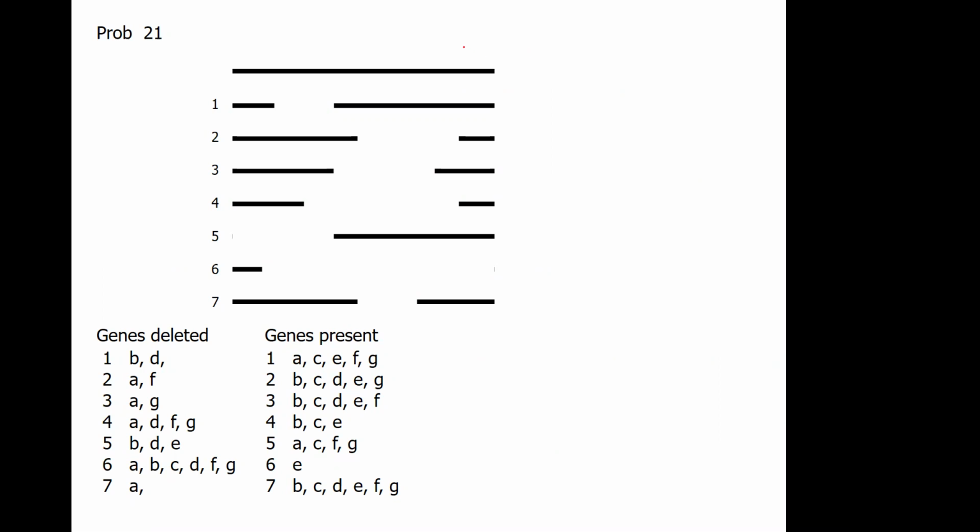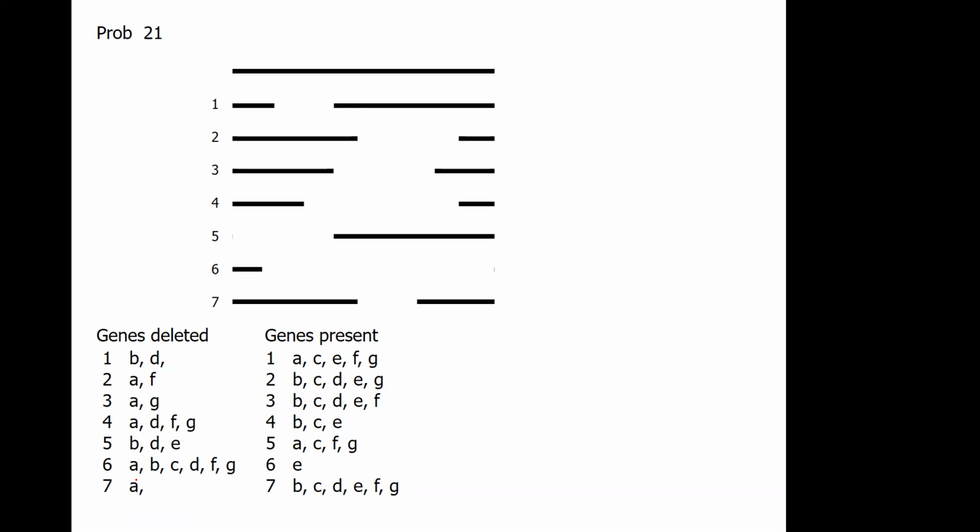So you have a list, they gave you a picture of deleted chromosomes. So the white space is missing, the black lines are actual chromosome, and up top is an unmodified chromosome. So the thing to look for is situations where you have the fewest missing genes or the fewest present genes. So 7 and 6 are actually good ones to start on.